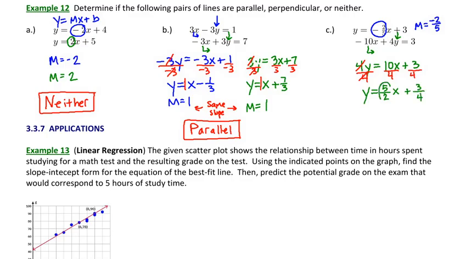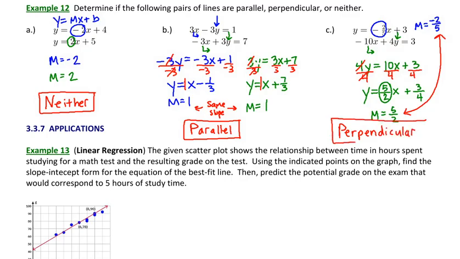Remember, the coefficient of x is the slope of this line, so the slope of this line is 5 over 2. So if we compare the slopes between the two lines, notice they are opposite in sign and they are reciprocals. Therefore, we can conclude that these two lines are perpendicular. So parallel lines have the same slope. Perpendicular lines have slopes that are negative reciprocals.